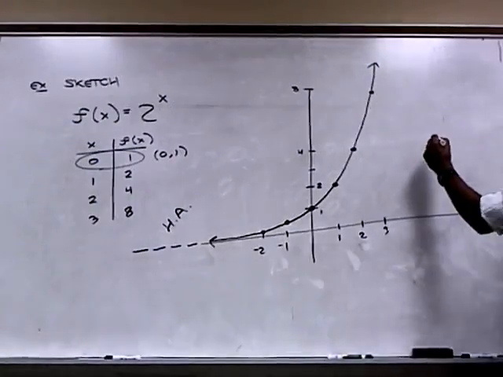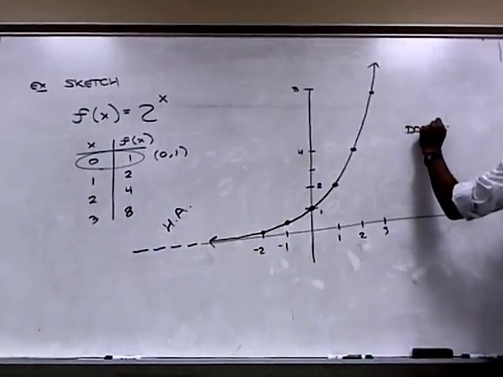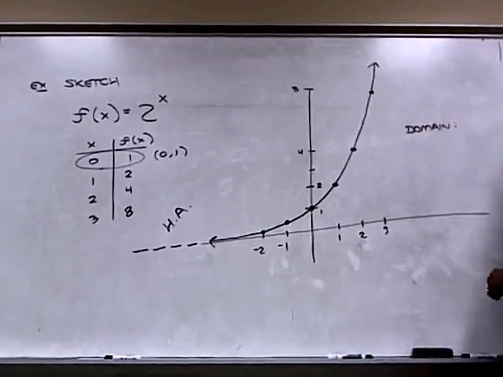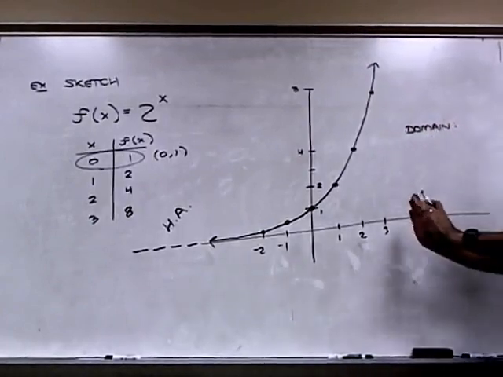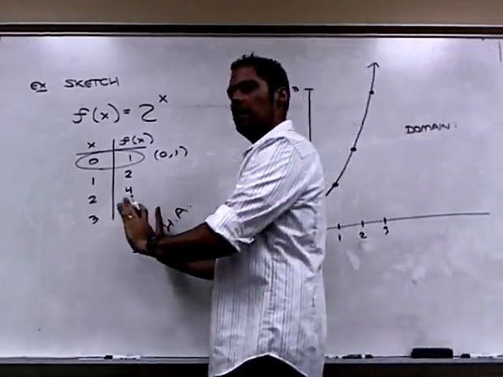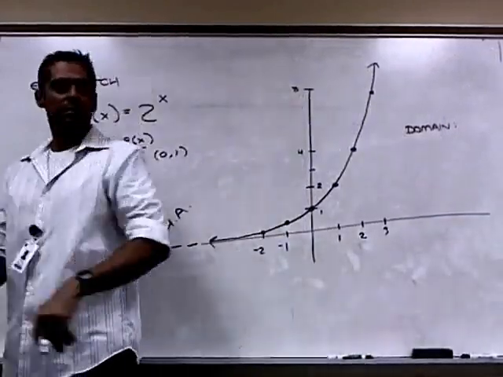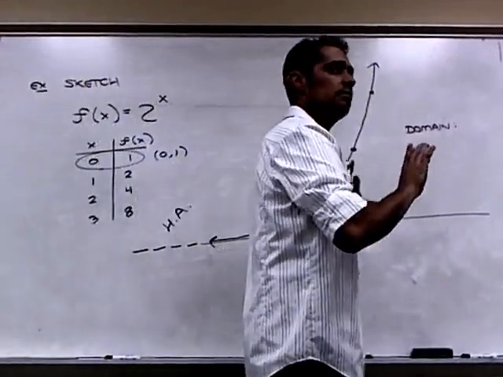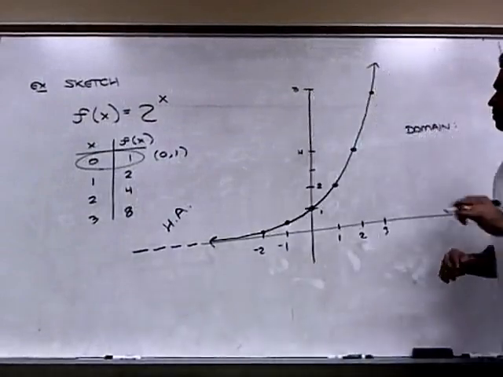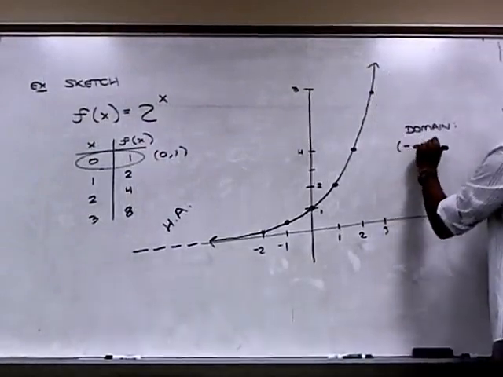What's the domain of this? Remember how we did this? If we look at the graph, does my graph exist over here? Always, right? My graph exists over here? Always, right? So my domain is negative infinity to infinity.